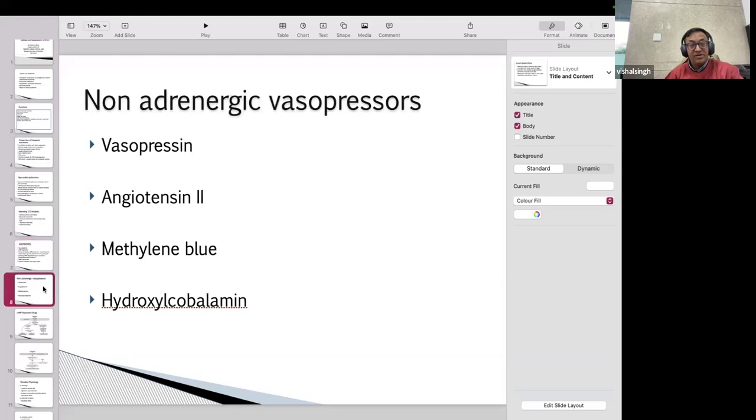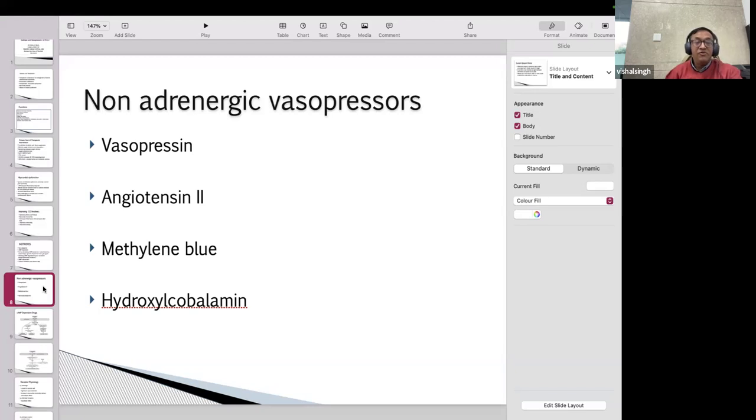Non-catecholamine vasopressors are becoming common, especially with resistant sepsis syndromes and catecholamine resistance coming into the picture. You have vasopressin, angiotensin 2, methylene blue, hydroxocobalamin. All these, especially angiotensin 2, methylene blue and hydroxocobalamin, are emerging right now. We are analyzing them. They are used in adults, but to date, we don't have any specific literature for neonates and infants. So we have to think twice before we commit ourselves to them.